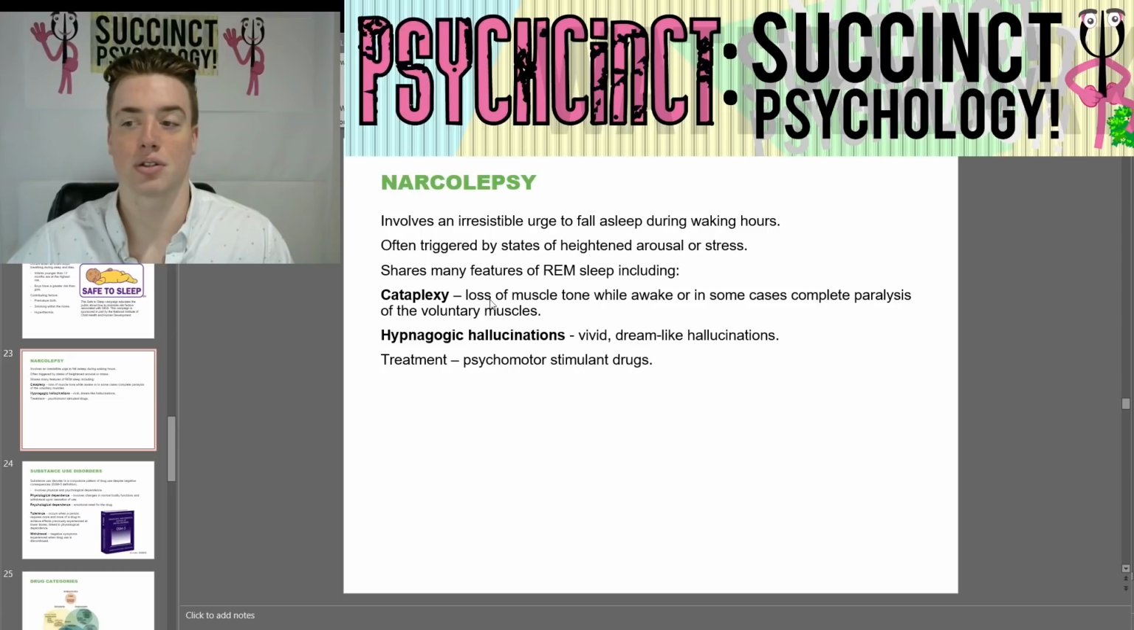It shares many features of REM, rapid eye movement sleep, including cataplexy, which is a loss of muscle tone while awake, or in some cases, complete paralysis of the voluntary muscles, and hypnagogic hallucinations, which are vivid, dreamlike hallucinations. Treatment for narcolepsy is psychomotor stimulant drugs.